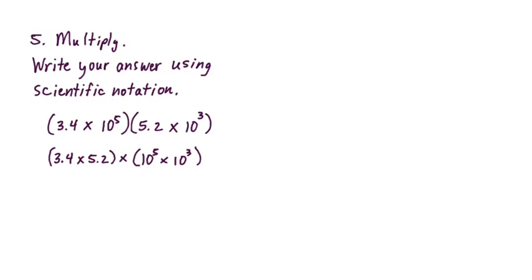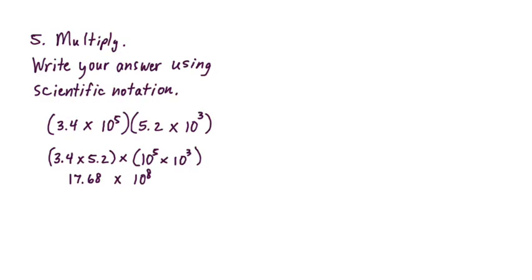And so 3.4 times 5.2, you can check that, that's 17.68. And when we multiply powers that have the same base, we just add the exponents, and so that's going to be 10 to the 8th. The only problem is, notice that this first number is not in the correct form. It doesn't have one digit left of the decimal. It's not a number between 1 and 10. So we need to fix that.